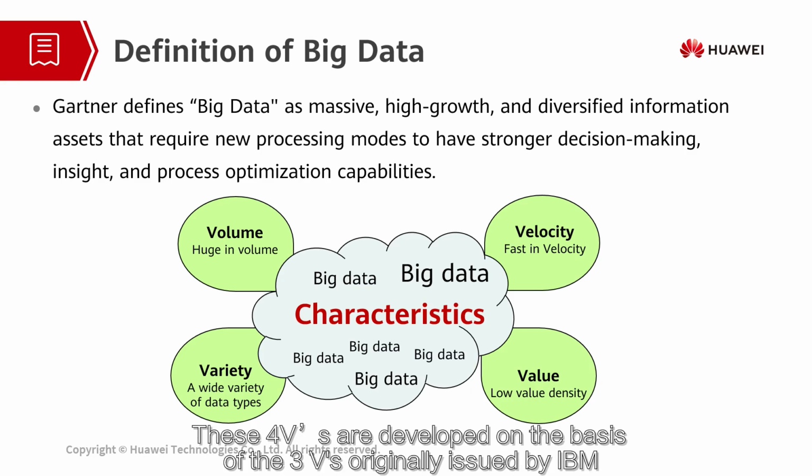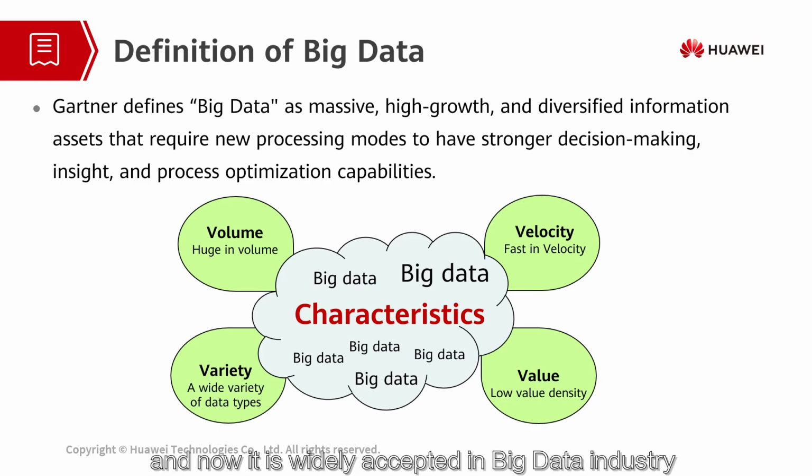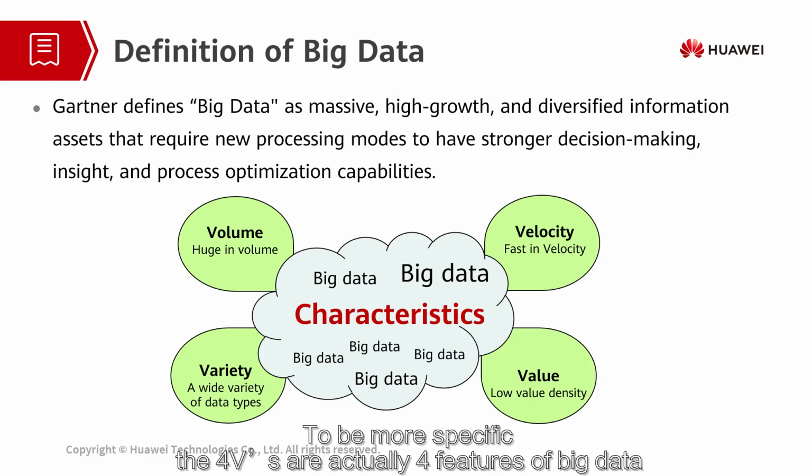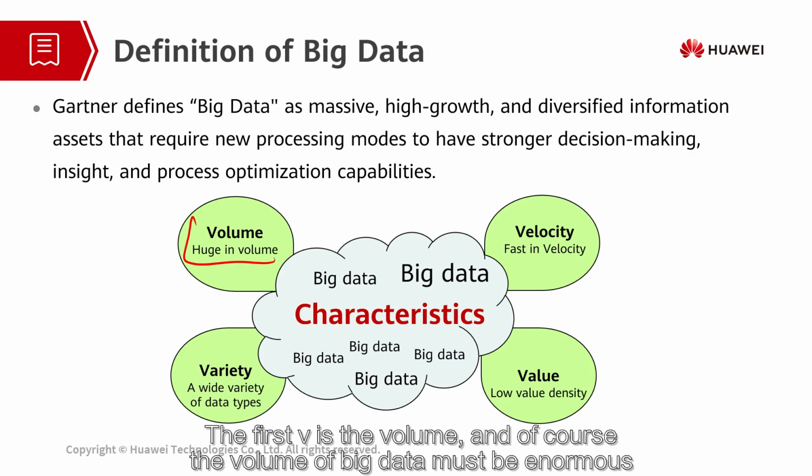These 4 V's are developed on the basis of the 3 V's originally issued by IBM, and now it is widely accepted in the big data industry. To be more specific, the 4 V's are actually 4 features of big data. The first V is volume, and of course, the volume of big data must be enormous.